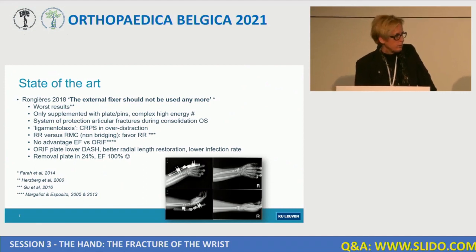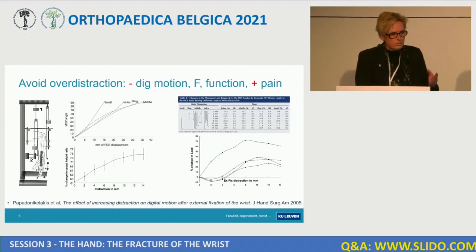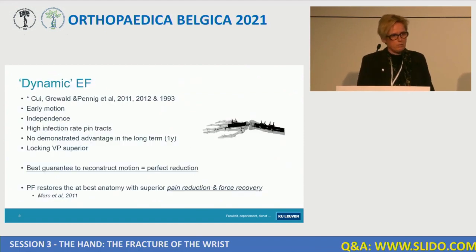Of course, if we look at comparing meta-analysis studies, we see that you have a lower DASH, better radial length restoration, and lower infraction rate in open reduction and internal plate fixation. Of course, they only need to be removed in 24%, and I do not believe that an external fixator will stay on, as this last patient with 12 years of pins, so 100% removal is necessary. This is a study that does show that over-distraction is dangerous, digital motion is lost, force and function are worse, and pain is increased. CRPS is to be feared.